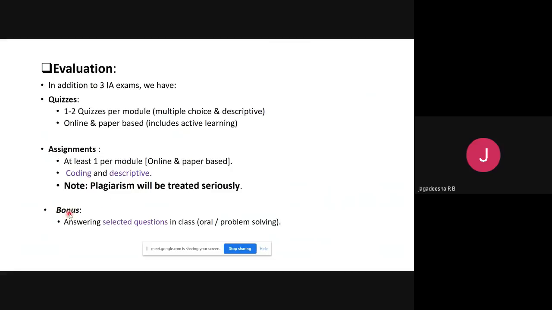And also, I have one concept called bonus, where if you answer some selected questions, which are called bonus questions, you get special points or marks. These questions may be oral questions, a descriptive answer, or sometimes problem solving. These bonus questions will have certain weightage, maybe 1 point per question, or half a mark per question, and so on, or maybe sometimes 2 marks per question. And the marks you get by answering the bonus questions will be directly added to your continuous evaluation.